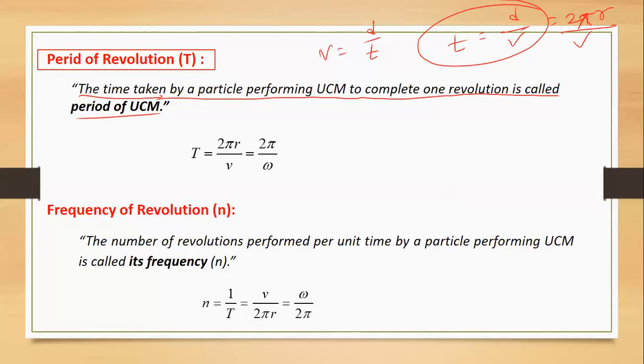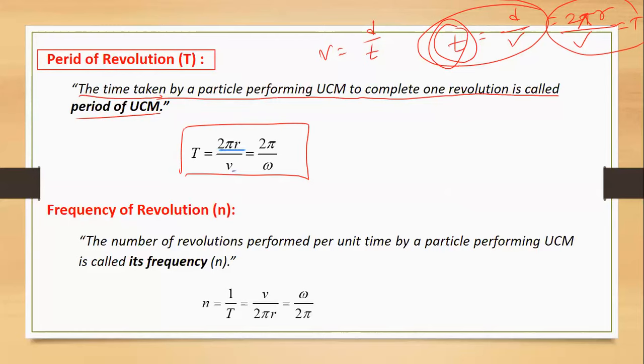And time in one revolution is the period. So we get the formula for period, 2 pi r by v. I hope you understood how we get this formula, 2 pi r by v. Distance in one revolution is 2 pi r, divided by v.